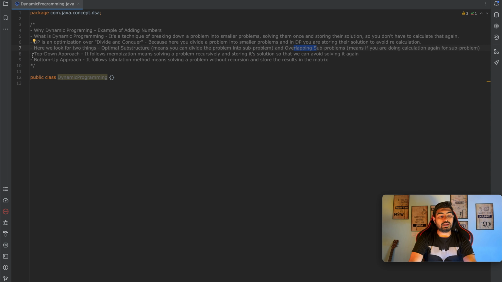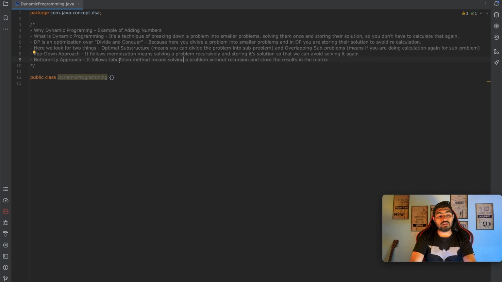Now here in dynamic programming you have two approaches, which is top down approach and bottom up approach. In top down approach, it follows memoization, means solving a problem recursively and storing its solution so that we can avoid solving it again. So in top down approach, it follows a technique called memoization. Okay, so there you make use of recursion. Basically, that's what we have written here, right? When a similar type of problem you get again, you avoid solving it again because you already stored the solution somewhere.